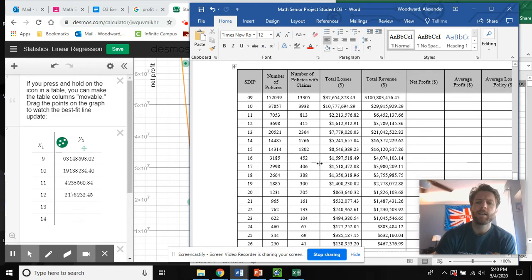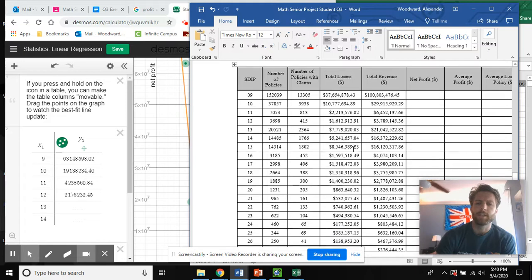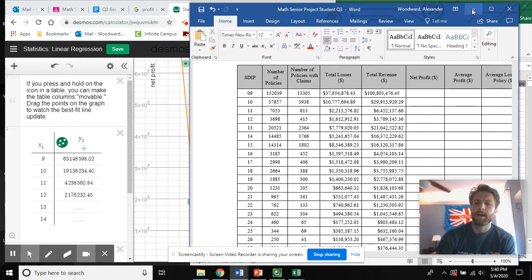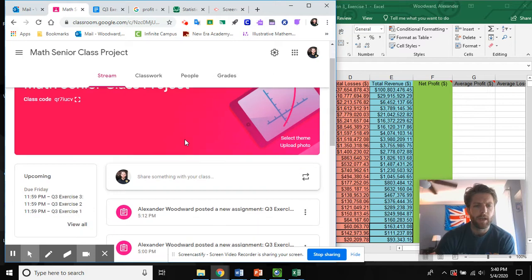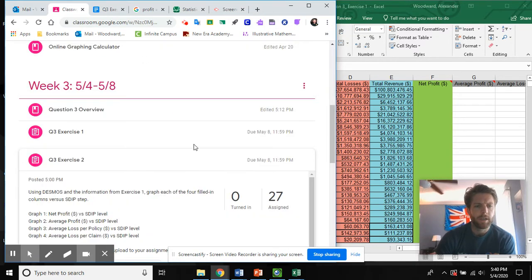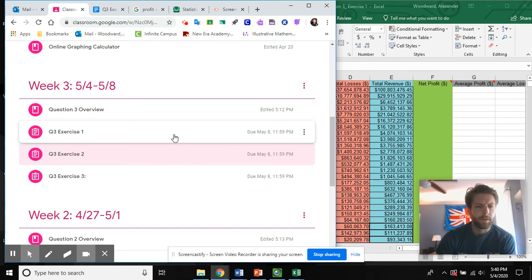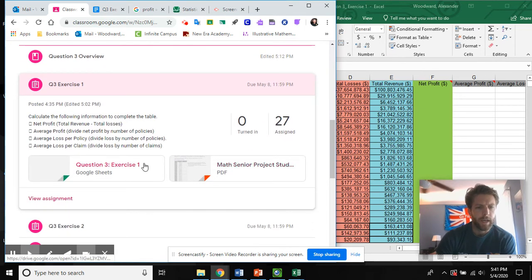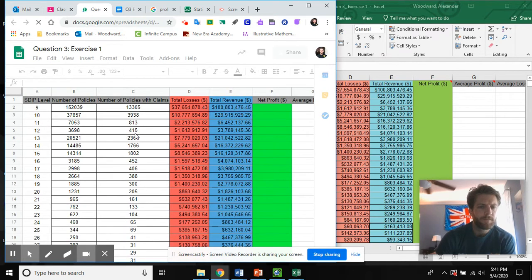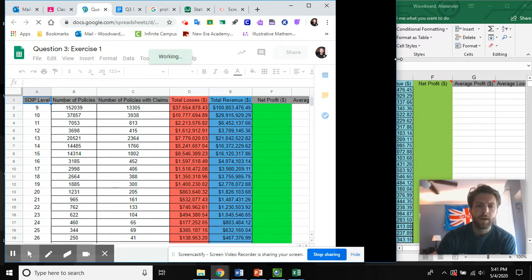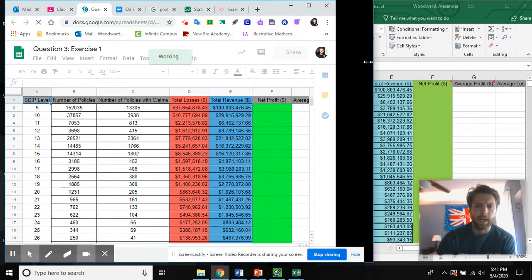If we're looking at this table, I'm going to switch over to Excel because that's what it's going to look like for your project. When you go into classwork and you go into week 3, the first exercise has a Google Sheet with a PDF of the exercise. When you open the Google Sheet, it'll show you this. And there are 4 columns that you are going to have to fill in.